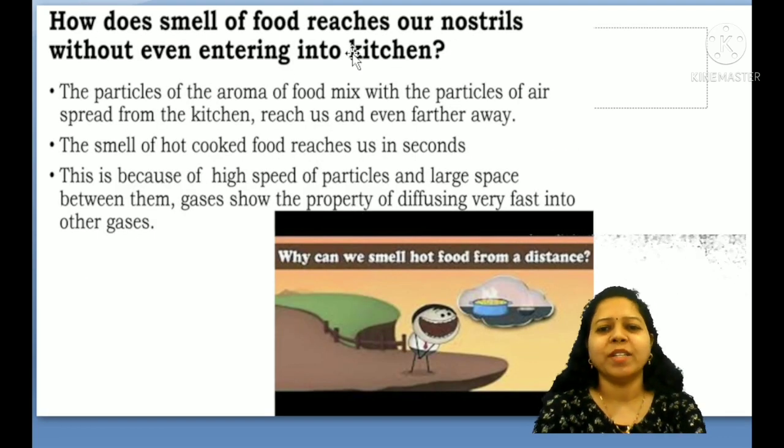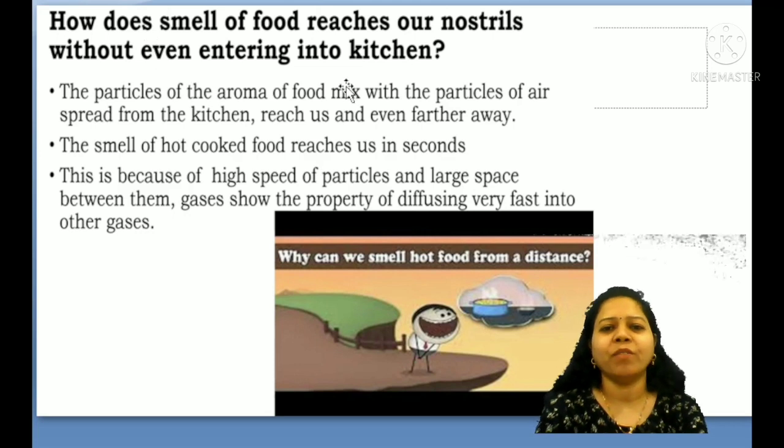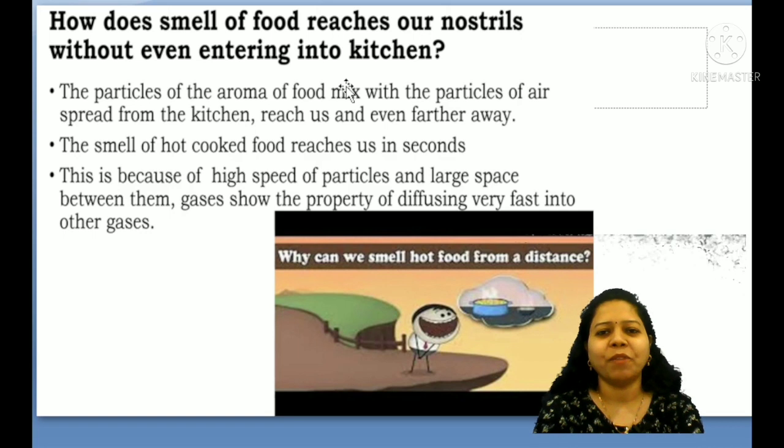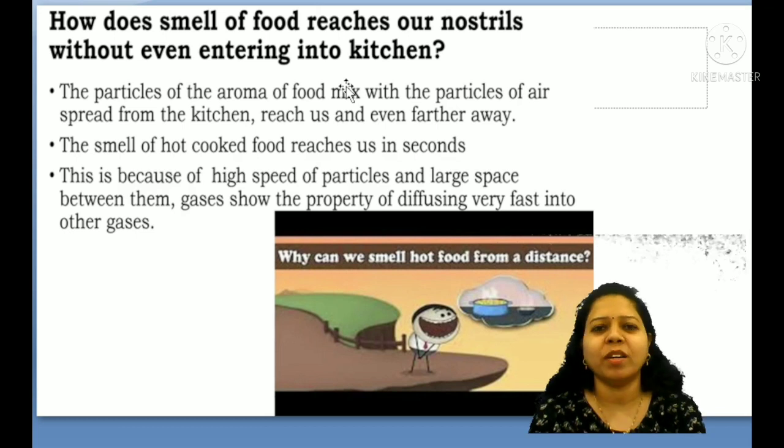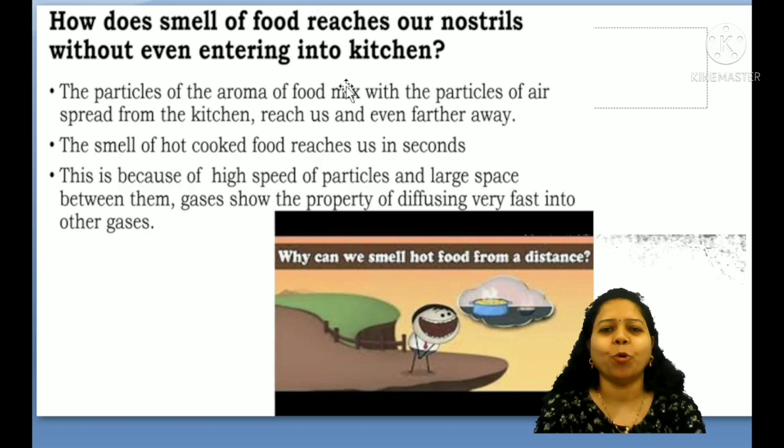How does the smell of food reach our nostrils without even entering the kitchen? This is a very familiar example for us. When we come from outside into the house, we are easily able to understand what is cooked in our home. How is it possible? Because of smell only. Now, how does the smell of food reach our nostrils without even entering the kitchen?